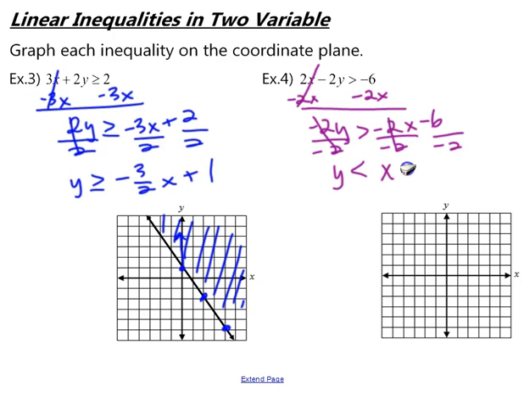Then we're left with x plus 3. So we can plot our y-intercept positive 3, and then our slope is positive 1. After you get a few points, you can go ahead and plot your line. Just remember, this is going to be a dotted line. And then when we shade, y is smaller, so you find your y-intercept and you shade down everything below the graph.